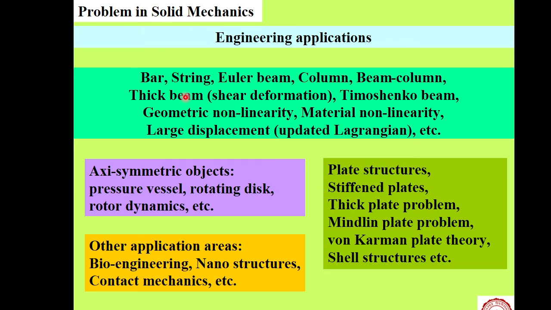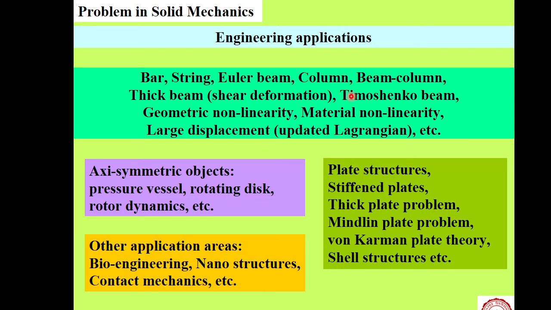The types of problems are bar problem, then beam problem, then it might be column problem, a mixed type problem, beam column problem. Okay, in beam there can be a thick beam problem. In dynamics, this is known as Timoshenko beam problem. These are nonlinear problems. We have discussed geometric and material nonlinearity, and some analysis technique for that.